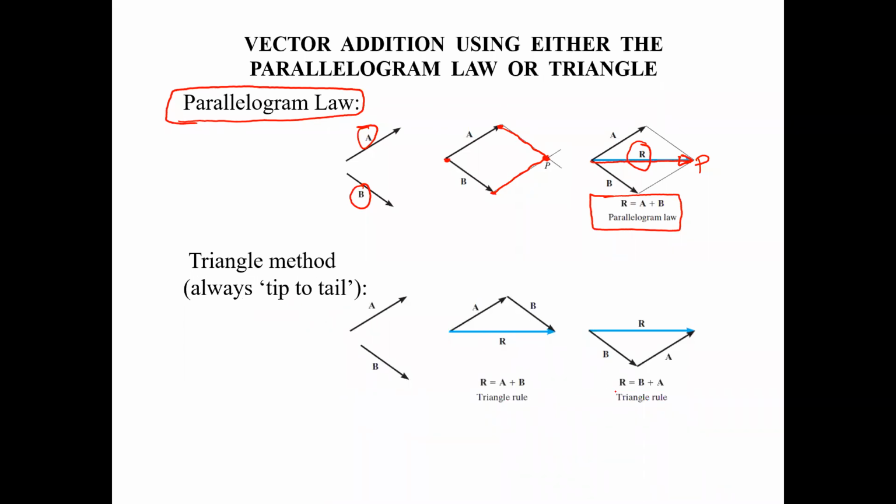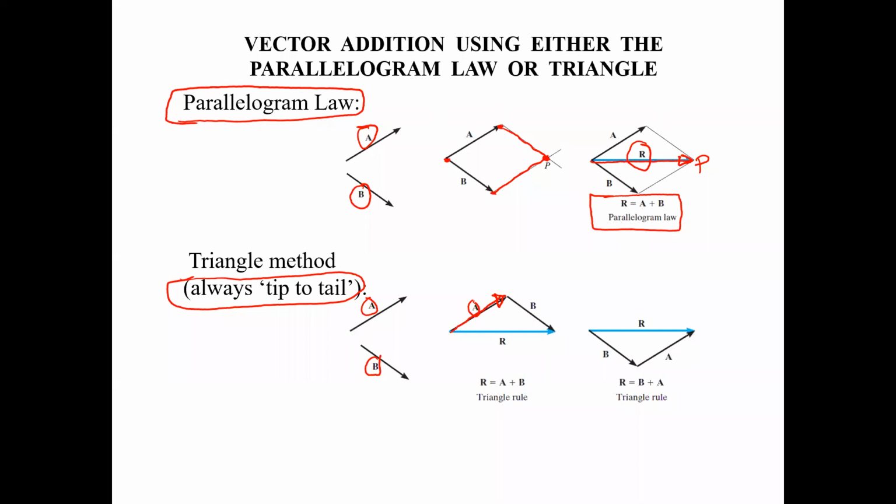It's almost the same as the parallelogram law, but just a little difference. Let's see. And always tip to tail. Tip is the arrowhead, tail is the tail, right? So again, we have these two vectors, vector A and vector B. Now let's draw vector A. This is your vector A, right?